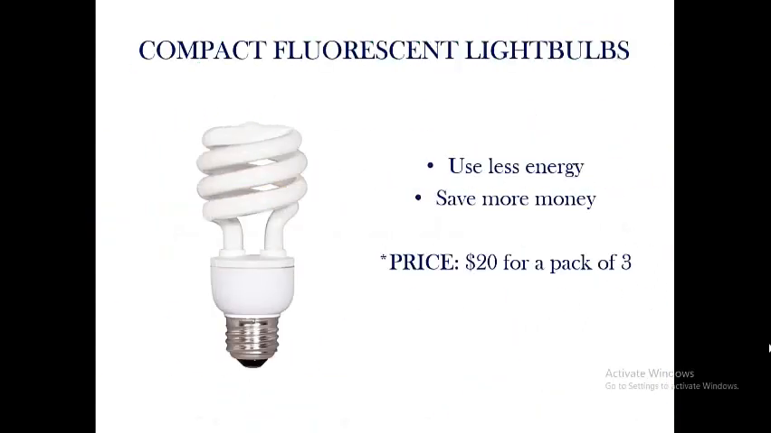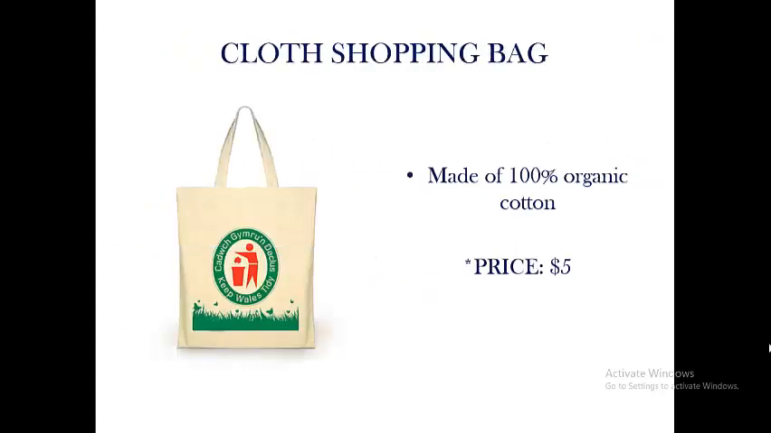The first one is compact fluorescent light bulbs. This kind of light bulb uses less energy than normal ones and it saves more money. And it's very affordable too. The price for a pack of three is $20. And the next product is a cloth shopping bag. It is very friendly to the environment because it is made of 100% organic cotton. Today we are using a lot of shopping bags. We don't need to carry individual ones to carry food every day. And it is very affordable too. The price is $5.